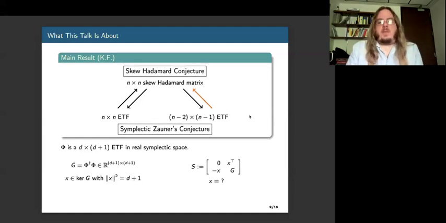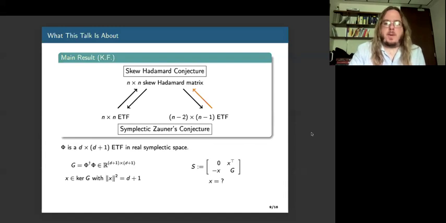I'll let phi be a d by d plus 1 ETF in real symplectic space. Now, a little aside, just so people don't get confused, I will see that this d will end up being congruent to 2 mod 4. So I really want to think that this d is playing the role of n minus 2 here, and d plus 1 playing the role of n minus 1. But I don't want to talk too specifically about that.